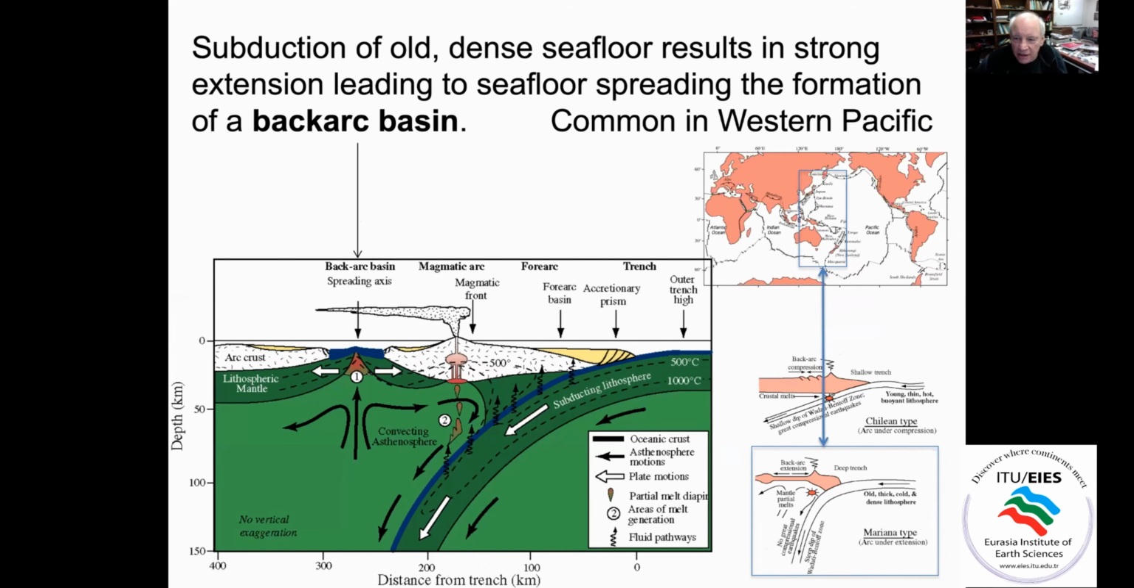In contrast, in these extensional systems, especially in the Marianas, the back arc regime is strongly extensional to the point of seafloor spreading. This is called the Mariana Trough. It's quite confusing because the deepest part in the ocean is the Mariana Trench. So they sound very similar, but in fact, the Mariana Trough is seafloor spreading. The Mariana Trench is the convergent plate margin.